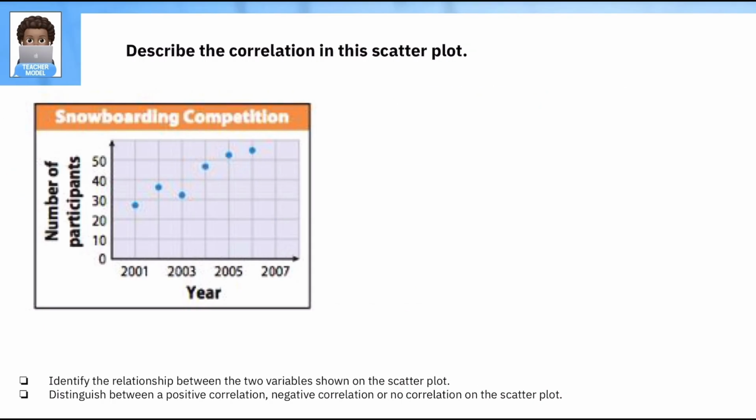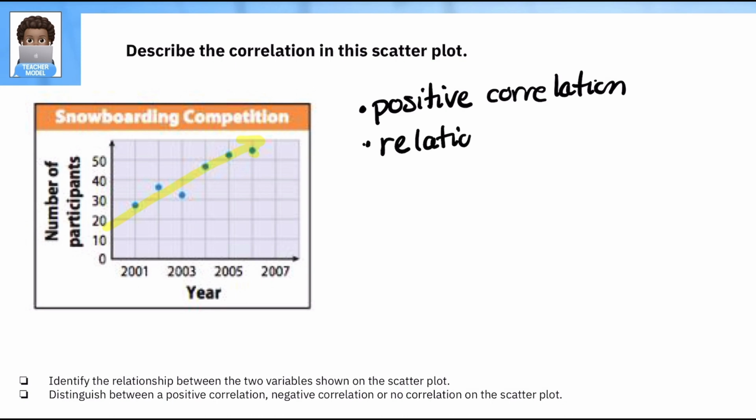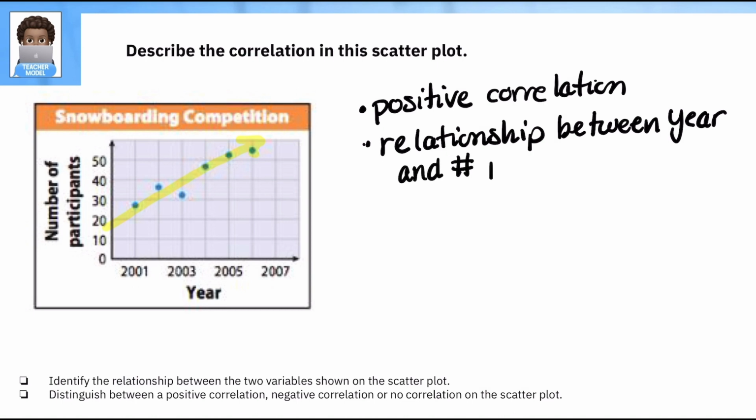And let's try this one over here. What kind of correlation do you see and notice? How would you describe it? So here, they're trending in a positive way, so we would name this as a positive correlation. That means there is a suggested relationship between the years and the number of participants.